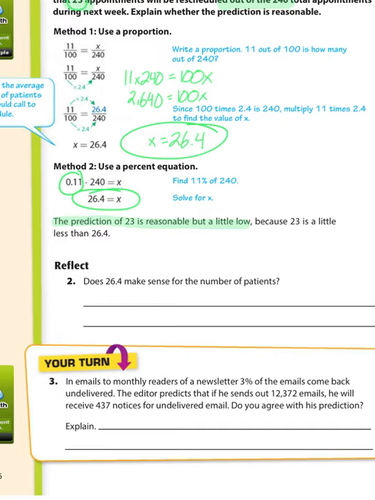Okay, and then let's reflect on this for a second. Does 26.4 make sense for the number of patients? Well, can you have 0.4 of a patient? No. We would round to 26. You can't have 0.4 of a patient.